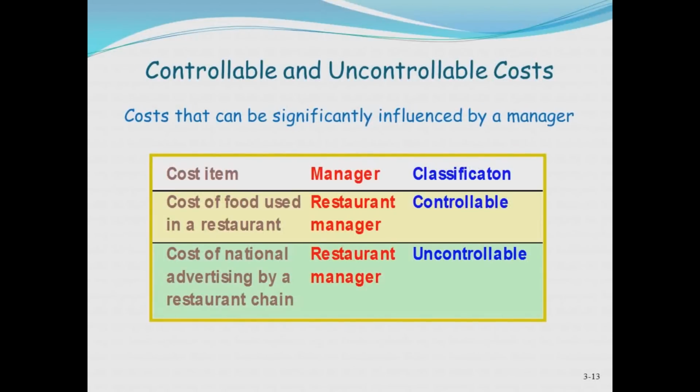So the cost of the food used in a restaurant, the manager can have something to do with that. How is that manager handling shrinkage and waste and quality and things of that nature? That's controllable. But the cost of national advertising would not be controllable by a manager in a specific location. That would be non-controllable costs. So when you evaluate them, you don't want to be thinking about that cost as to whether or not they're succeeding at their job. So that's controllable and non-controllable.